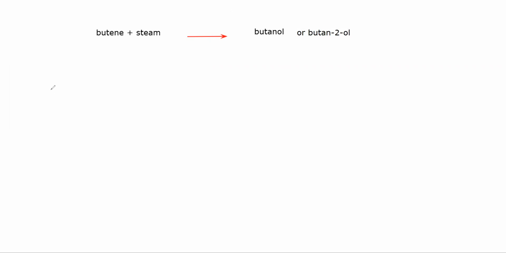Sometimes they give you the formula, for example, C4H8 plus steam. Steam means H2O, or for explanation, I'm writing HOH. So it's easy to write in terms of formula. C4H8 and one more hydrogen, if I add, it will become C4H9 and then OH. So the formula is C4H9OH. So it will become butanol or butane 2-ol. Is it clear? Instead of writing H2O, I wrote HOH. What does it mean? Hydrogen is added and hydroxide is also added.